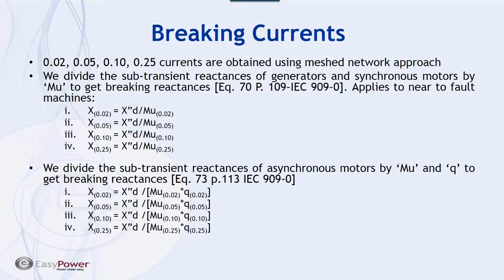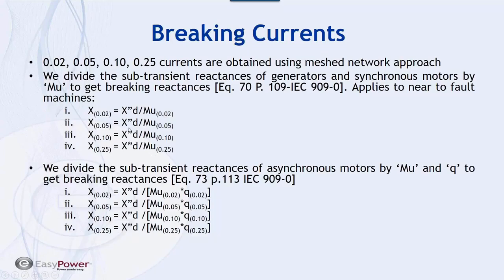Being synchronous or induction, as long as the ratio of the initial current to the nominal current of that machine is higher than a certain value, and that's actually 2 in IEC, then it becomes either a close to fault or far from fault machine. If it's a far from fault machine, it has no decay. So here I'm talking about the sources that have a decay, and those sources, being induction or synchronous, have to be near to fault, and that's how their impedance values get modified.